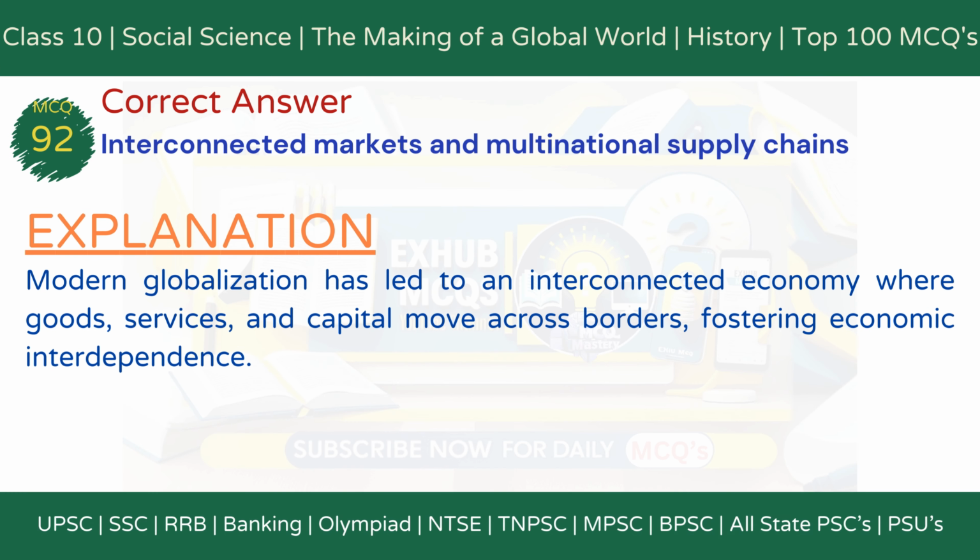The correct answer is option A. Interconnected markets and multinational supply chains. Explanation. Modern globalization has led to an interconnected economy where goods, services, and capital move across borders, fostering economic interdependence.